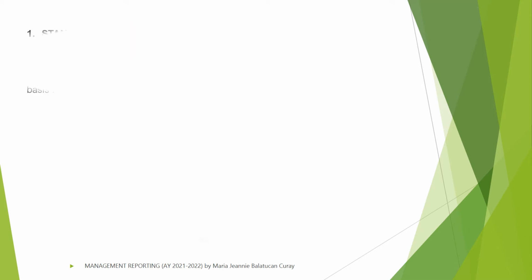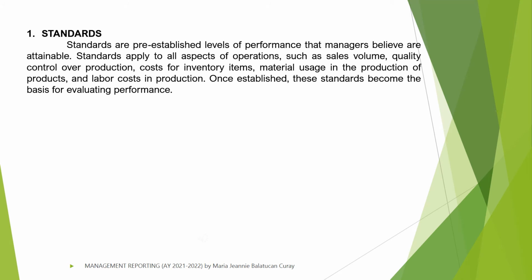The first basic element of operational control decision are standards. Standards are pre-established levels of performance that managers believe are attainable. So standards apply to all aspects of operations such as sales volume, quality control over production, cost for inventory items, material usage in the production of products, and labor cost in production. So once established, these standards become the basis for evaluating performance.